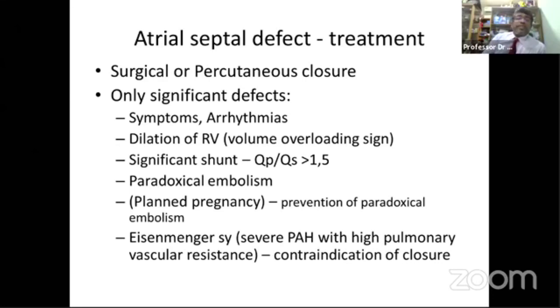And a significant defect depends on the symptoms, that is, the patient is symptomatic, and dilation of the right ventricle, that is a volume overload sign. There is a significant shunt, that is a QP/QS ratio of more than 1.5. And if there is a paradoxical embolism, for prevention of paradoxical embolism, or a planned pregnancy, we can do closure of the ASD. In Eisenmenger syndrome, closure is usually contraindicated. I have already discussed this in case of Eisenmenger syndrome. Usually in those cases, we may treat the patient with medical treatment.